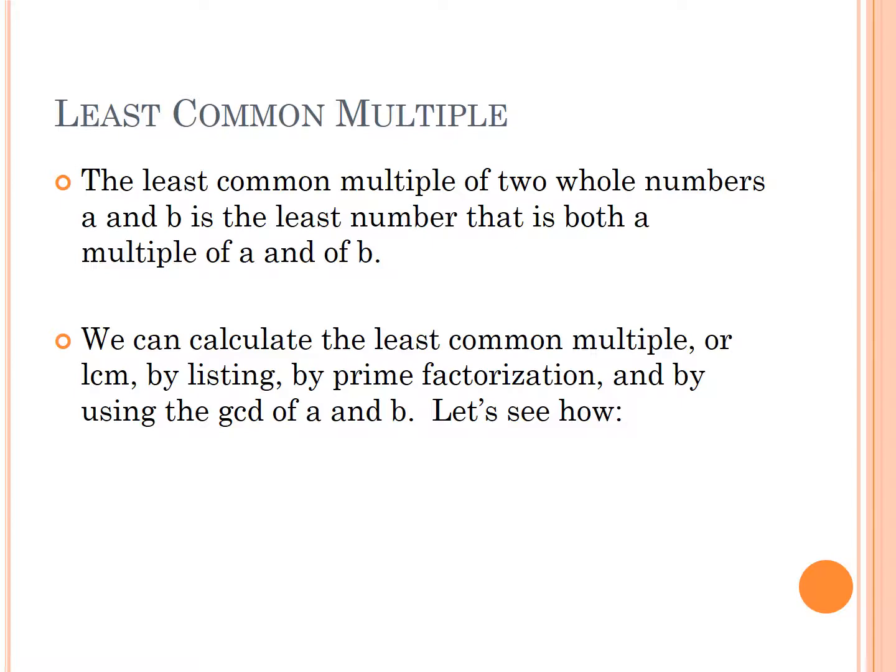So on the opposite end, we have something called the least common multiple. If I give you two numbers A and B, the least common multiple is the smallest number that is a multiple of A and also a multiple of B. And again, we can calculate it in three different ways. Two of them are very similar to what I had before. I can use a listing method and a prime factorization method. And I can also use the GCD, and I'm going to show you those in the next few slides.